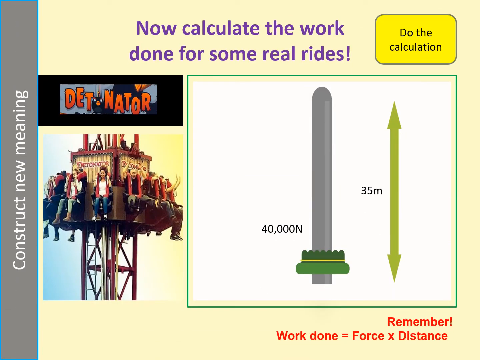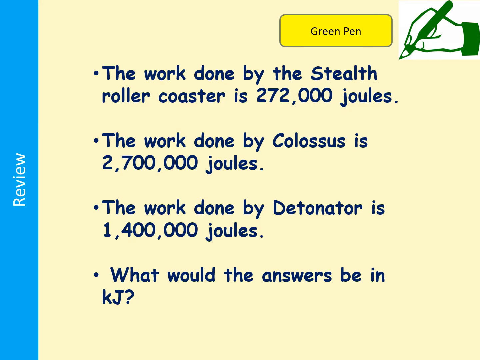Your third example is not really a roller coaster, but the same principles apply. This time, the weight is 40,000 newtons and the distance it moves is 35 meters straight up or vertically. See if you can calculate the work done. Green pen your answers using the information on this slide.